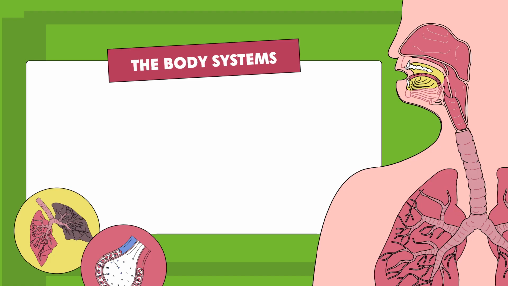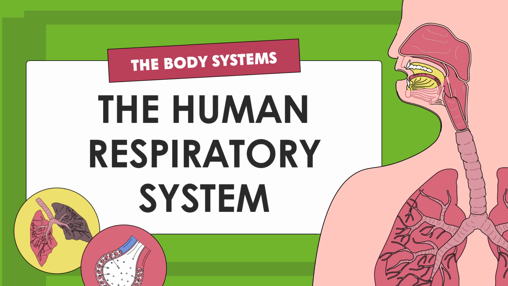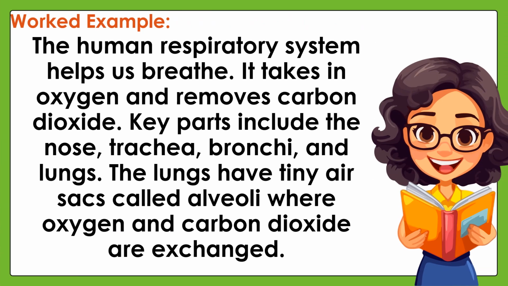Let's now go on with the human respiratory system. The human respiratory system helps us breathe. It takes in oxygen and removes carbon dioxide. Key parts include the nose, trachea, bronchi, and lungs. The lungs have tiny air sacs called alveoli, where oxygen and carbon dioxide are exchanged.